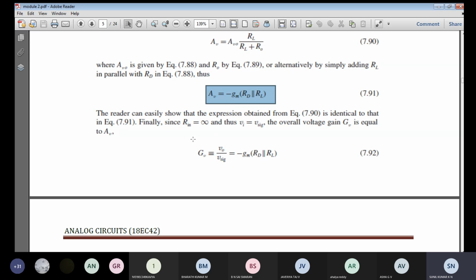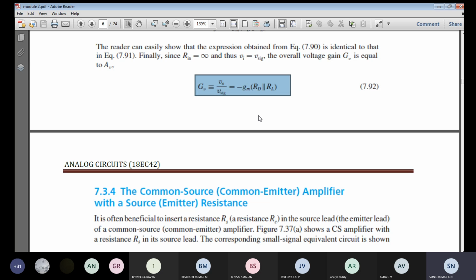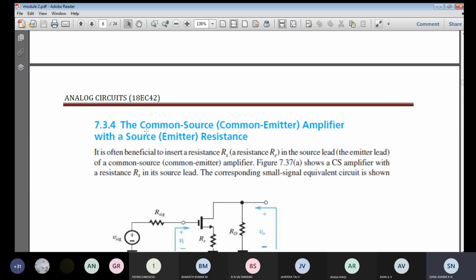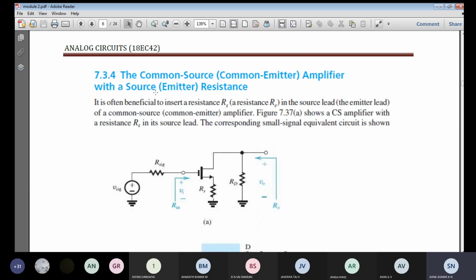The same thing you will be getting for the overall voltage gain, as this expression: minus GM into RD parallel RL. So this is about the common source. With this recap of the common source, I will be starting with the common source amplifier with a source resistance. Okay, so common source amplifier with the source resistance.